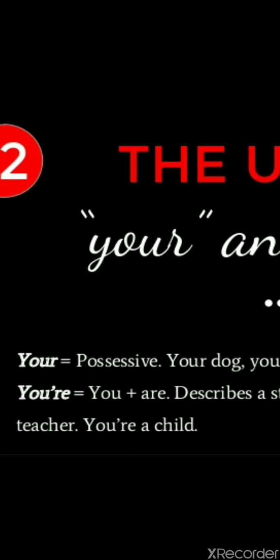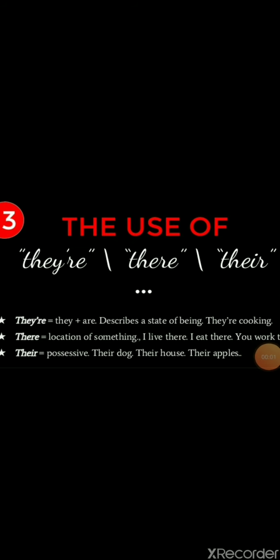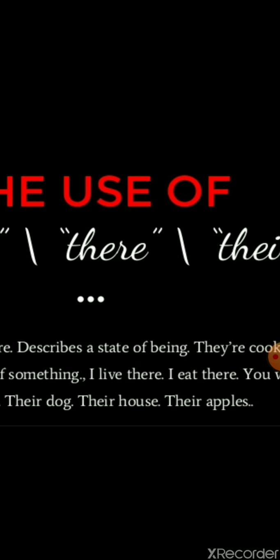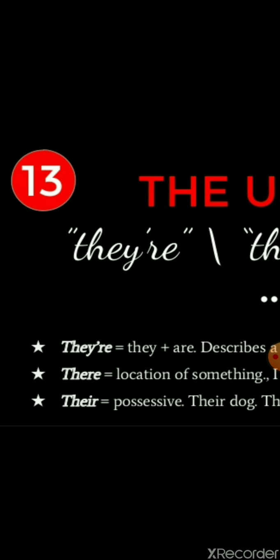Okay, common error. I checked the answer scripts of the students, even +1, +2, 10th, but they still are not in a state to differentiate between there, their and they're. In speaking, both are the same, spellings are different, but the context has a great difference. Okay, so today I clear your doubt. They're, number 1, that is they are, they plus are describes a state of being, meaning they are cooking.